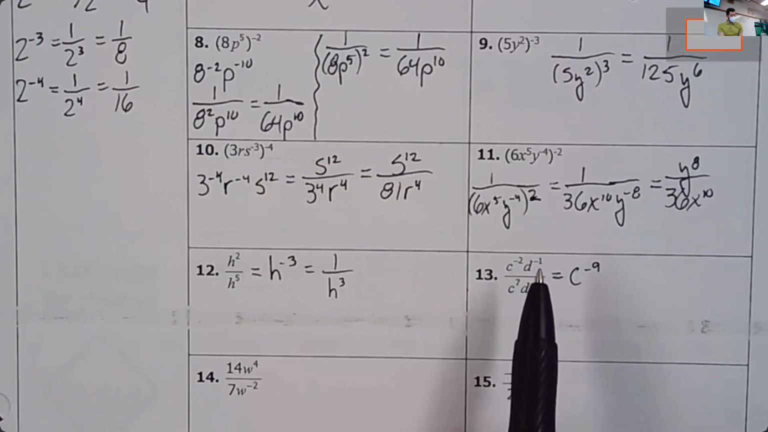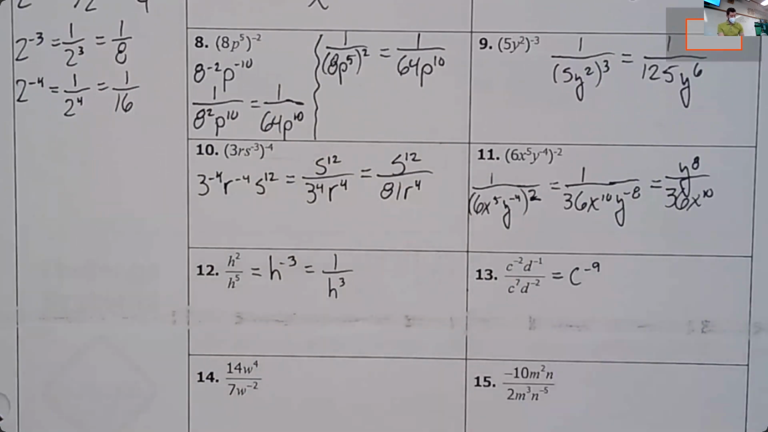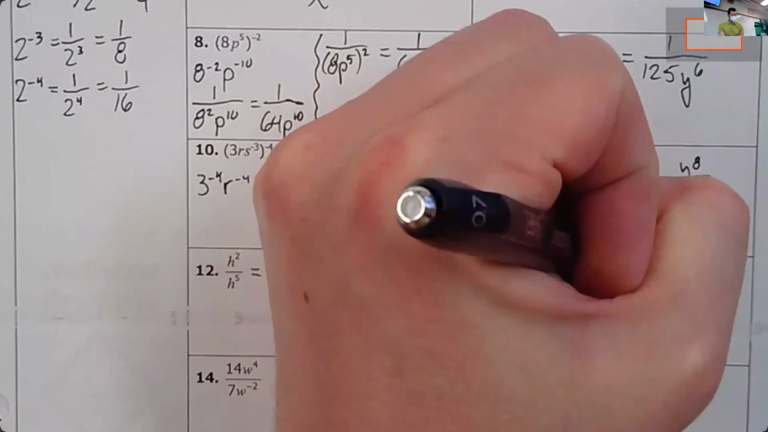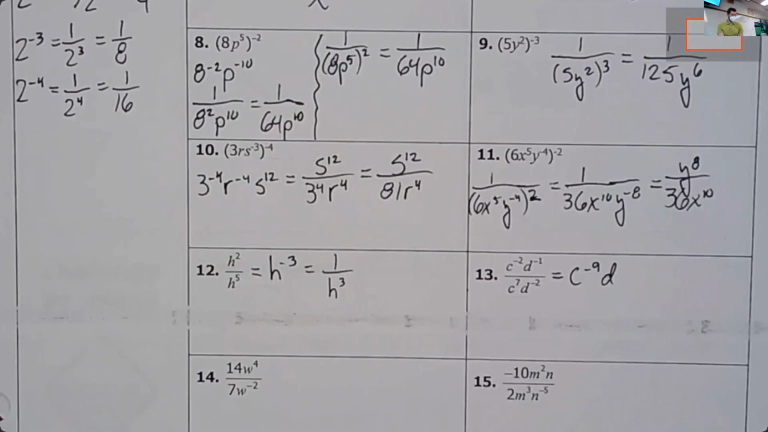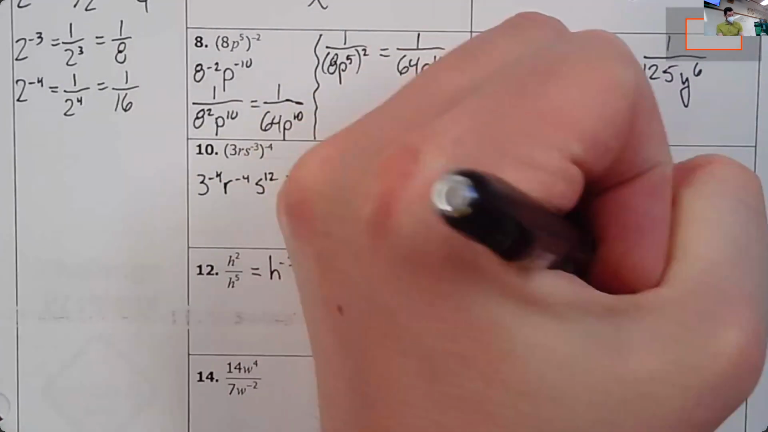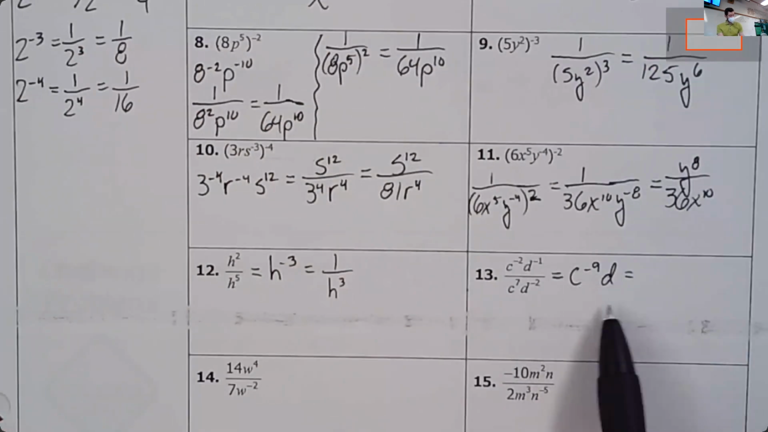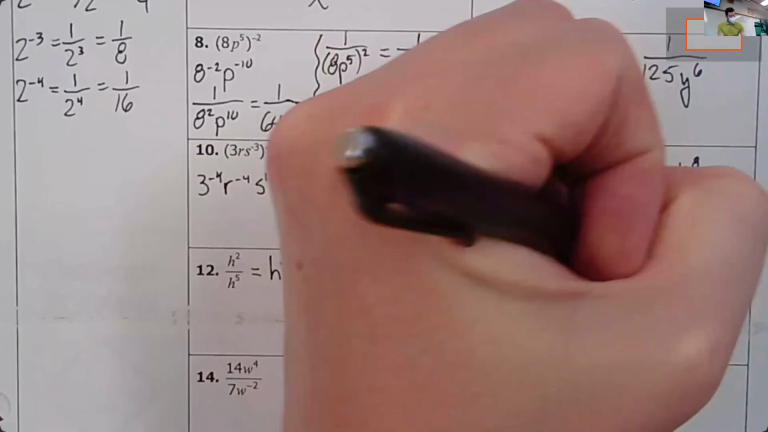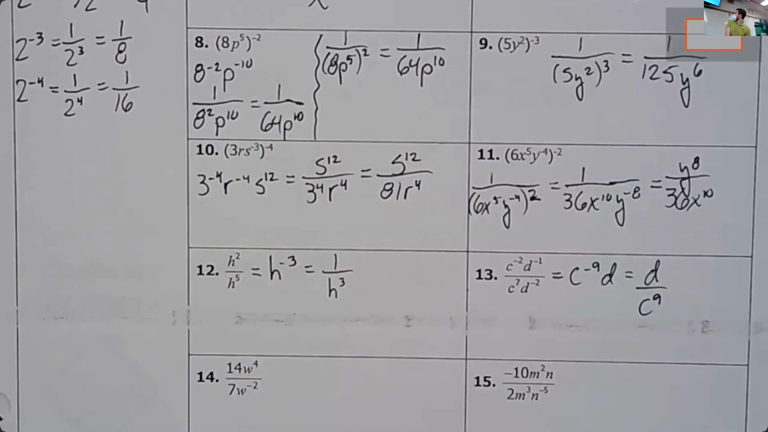And then negative 1 minus negative 2 is the same as negative 1 plus 2, which is just 1. So that would be d. D to the 1st power, or just d. So c to the negative 9 times d, which would equal, move the c to the negative 9 underneath. So that'd be d over c to the 9th power. And that's our answer for number 13.